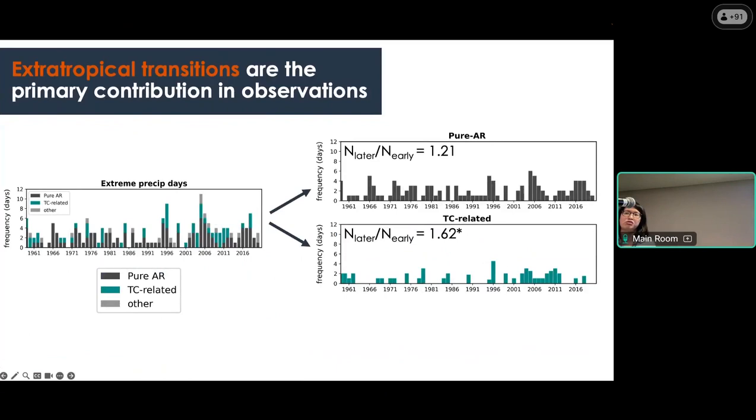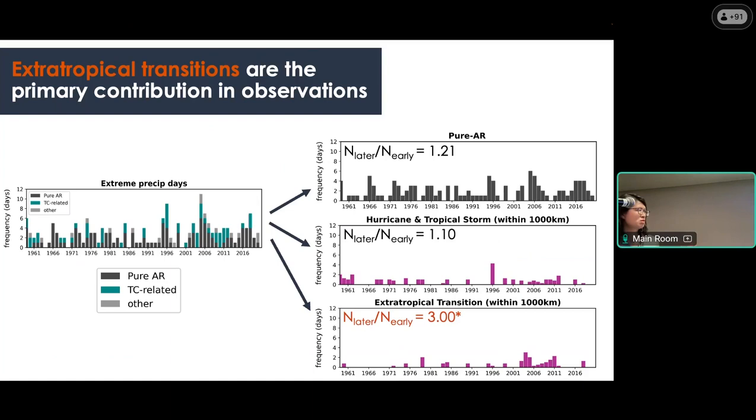We can further separate them into hurricanes, tropical storms, and the extratropical transitions. And so from here, we can see that the primary contribution to the increasing trend of extreme precipitation is not coming from hurricanes and tropical storms. It's actually coming from the increasing influence from extratropical transitions to these regions.